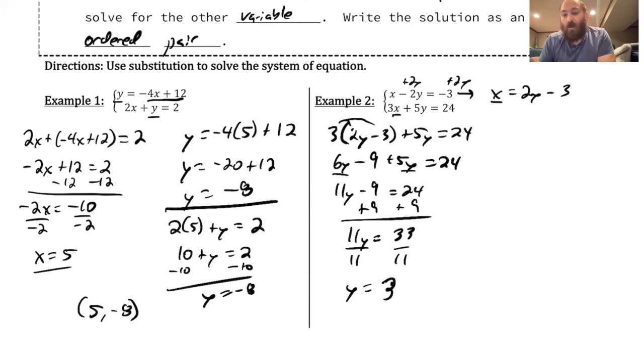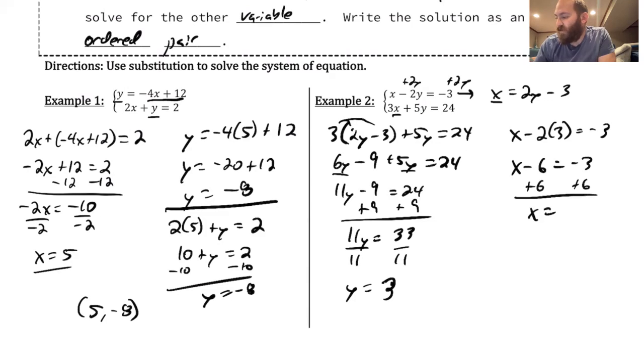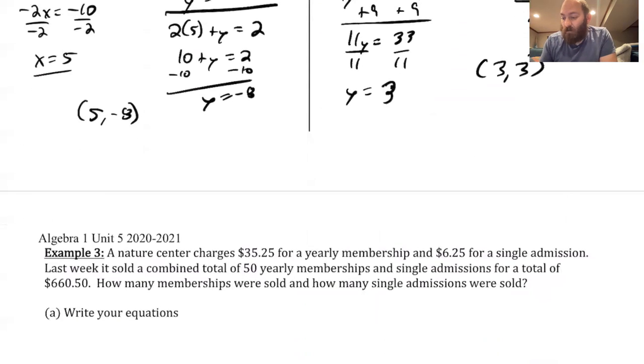All right. Now I have the y value, I can plug it back into one of the other equations. So I'll go to the first equation again. x minus 2 times 3 equals a negative 3. x minus 6 equals a negative 3. Add 6 over, so that x equals 3. And last step, let's write that as an ordered pair: (3, 3). So that's it for substitution.